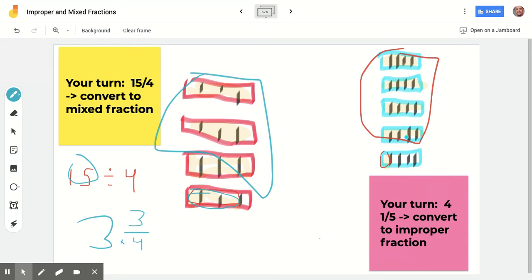Over here, 4 1/5. So if each of these are fifths, I'm going to multiply. What is 5 times 4 is 20 pieces here. Then I have 1 piece here. So 20 plus 1 is 21/5. That's a great way to say it. 21/5. I hope that made sense, and I hope you're ready to do that tomorrow.